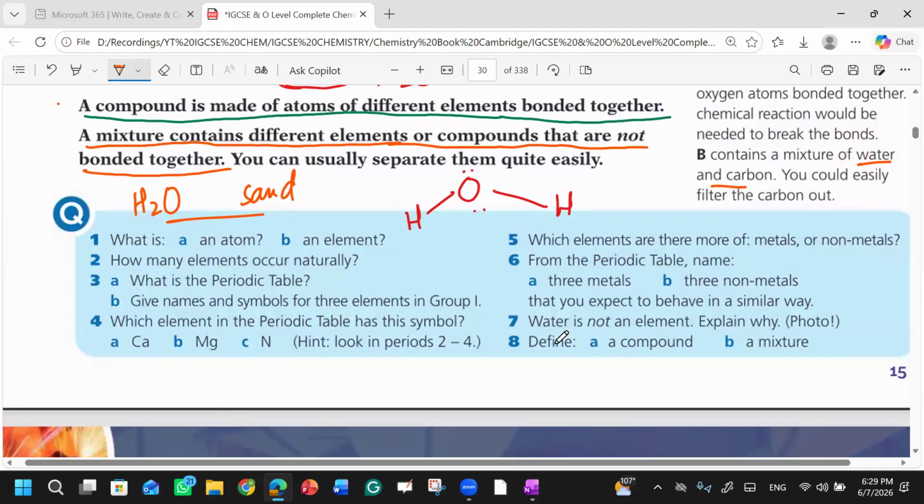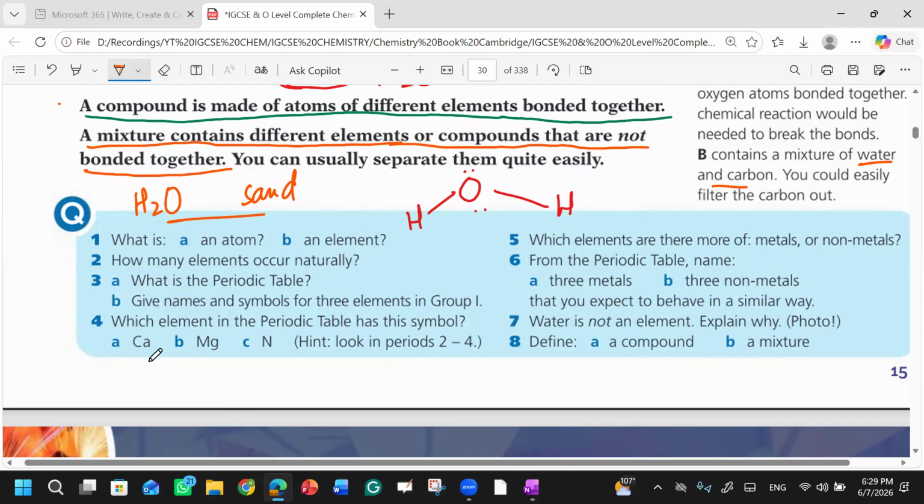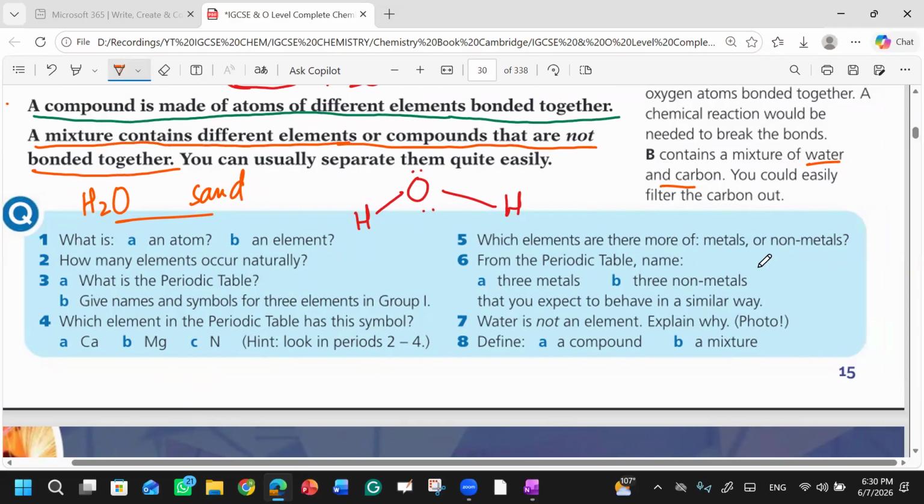Which element in the periodic table has this symbol? Hint, look into page number M213. What is this? Calcium, yes. What's B? Magnesium. What's N? Nitrogen. Which elements are there more of, metals or non-metals?